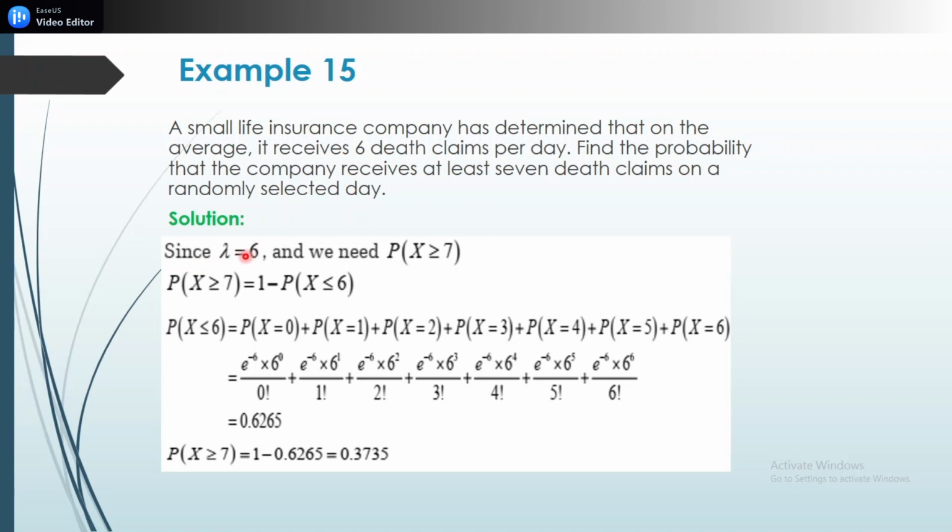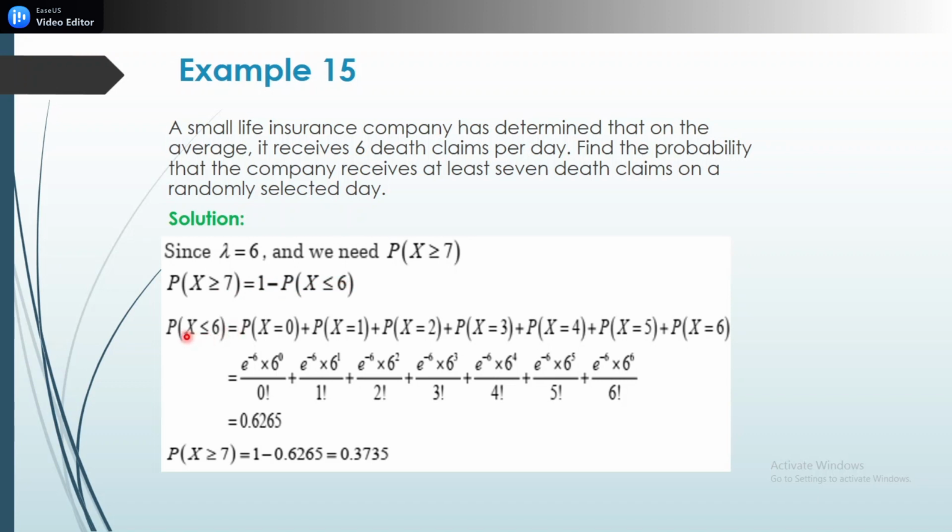Since lambda, our average, is equal to 6, we take the probability of x greater than 7. The probability of x greater than or equal to 7 is one minus the probability of all values less than or equal to 6, since 6 is also included. So we take one minus the probability of all values of x less than or equal to 6.